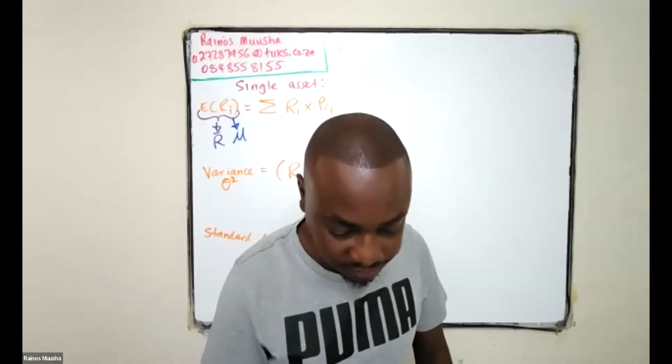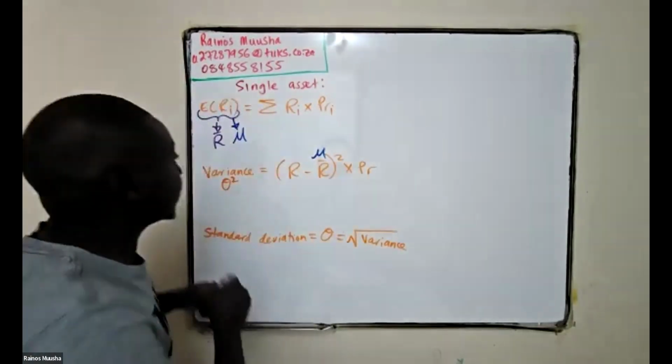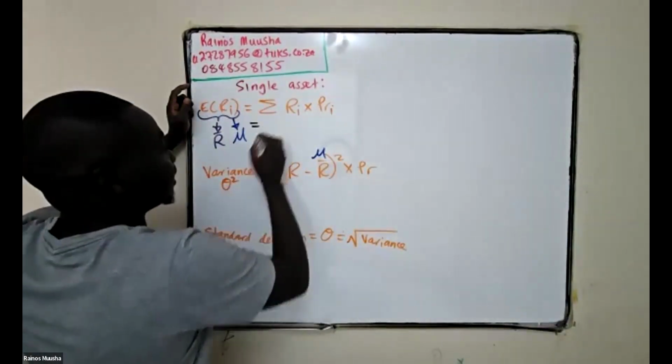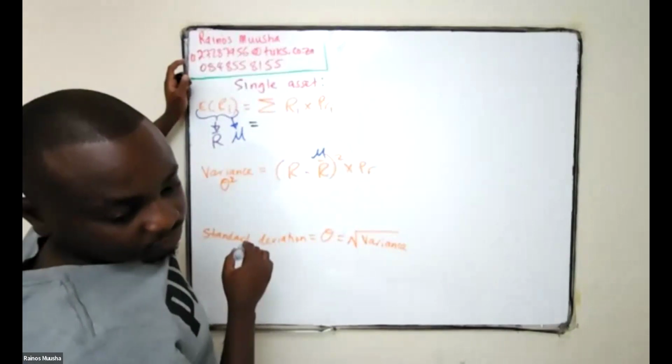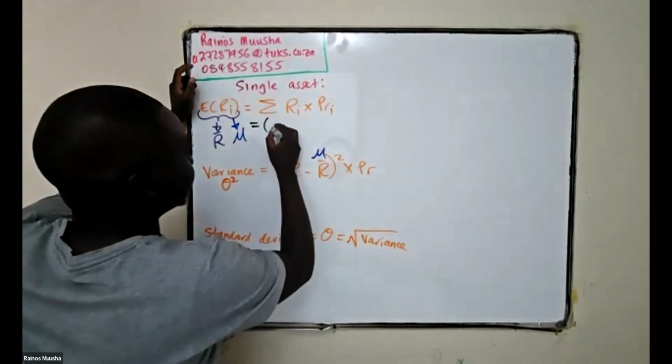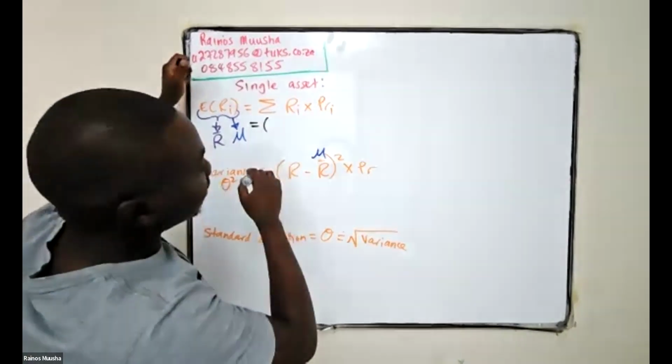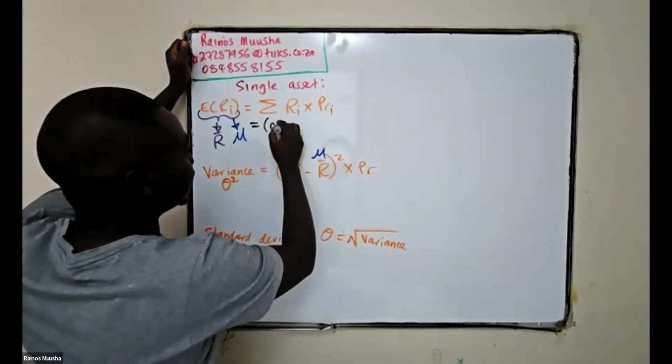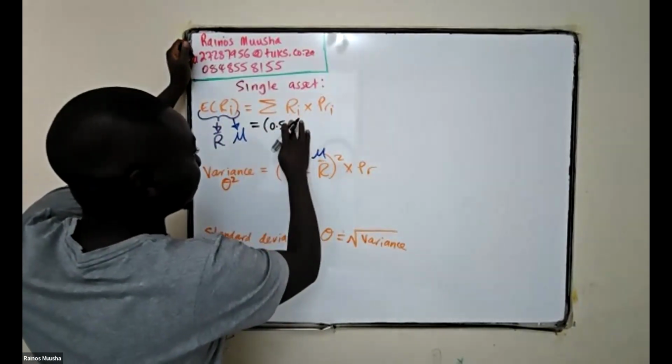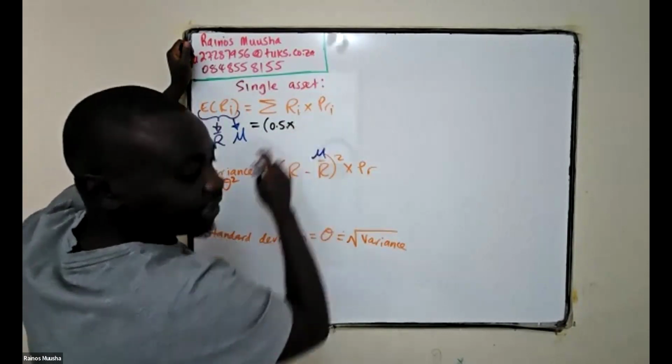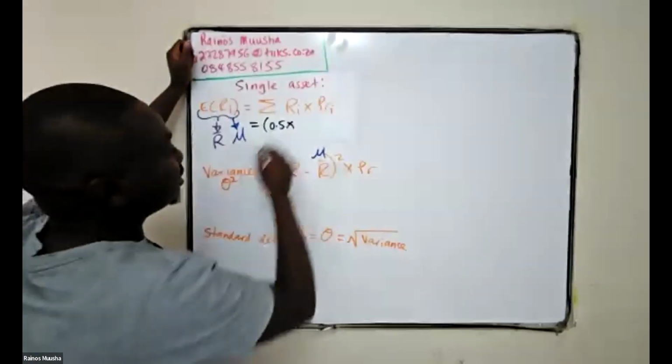From the given information, the expected return would be given as, for the first scenario, your possible return as a decimal. Remember, the possible return is 50%, as a decimal is 0.5, multiplied by the probability of that return, which is 0.05.